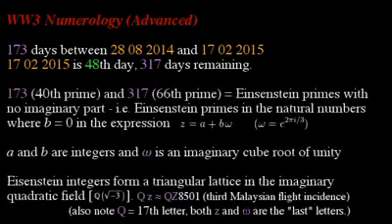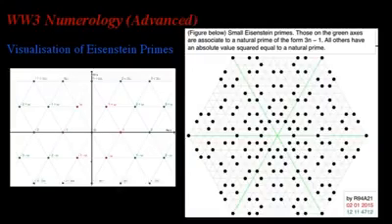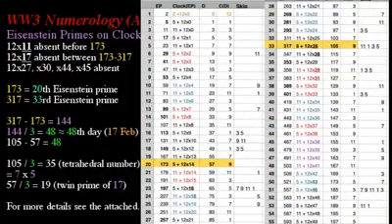Both 173 and 317 are Eisenstein primes, with no imaginary part. In other words, they are Eisenstein primes in the natural numbers, where b equals 0 in the expression a plus b times omega. Eisenstein integers form a triangular lattice in the complex plane called the imaginary quadratic field. One may relate Q and Z to the third Malaysian flight incident, QZ8501. The table shows the Eisenstein prime numbers and their respective clock numbers.